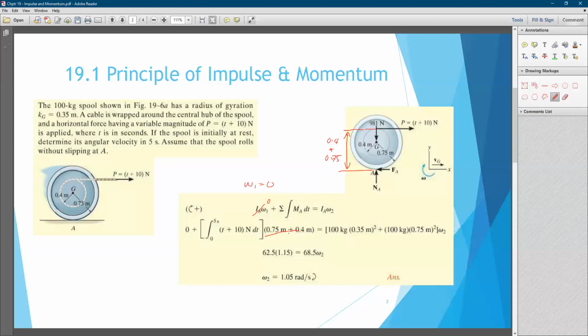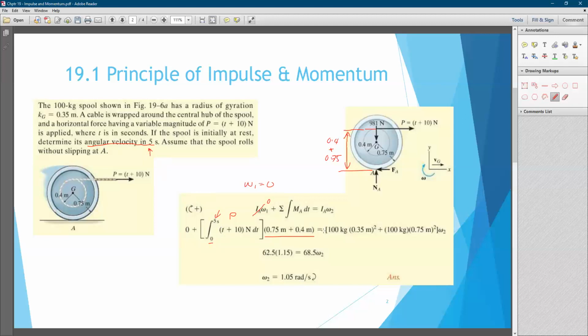Okay, so here it is. This is P, and we know that we want to determine the angular velocity in 5 seconds. So we know we start at 0 seconds up to 5 seconds as given here.